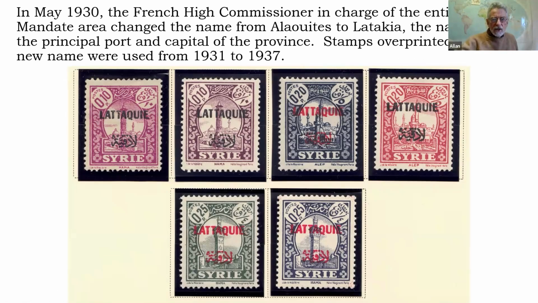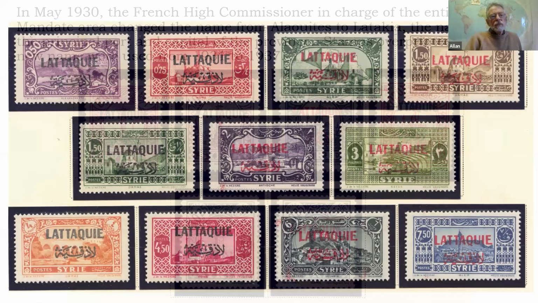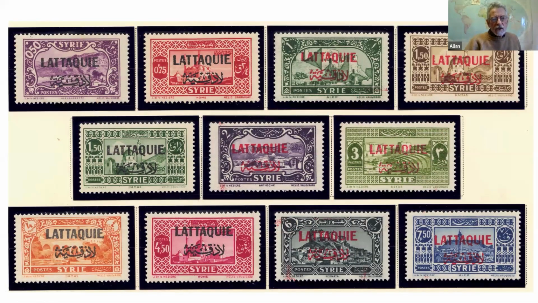Here's another change. In May of 1930, the name was changed from Alawite to Latakia, and that's simply the name of the principal port and capital of the province. So these stamps are issued for the same territory as Alawite, but with a new name. This is simply the pictorial issue issued for Syria, overprinted for Latakia.